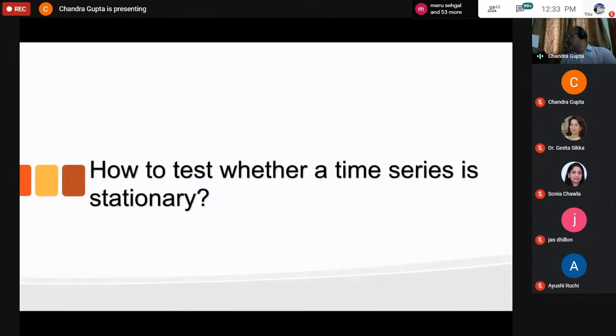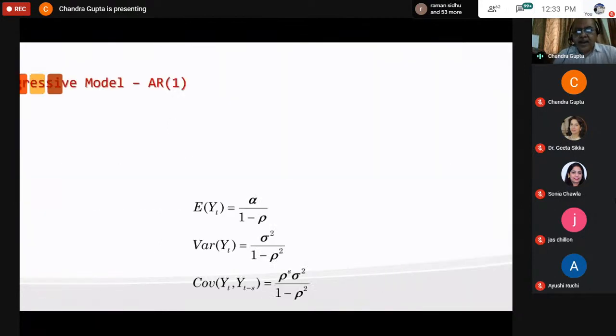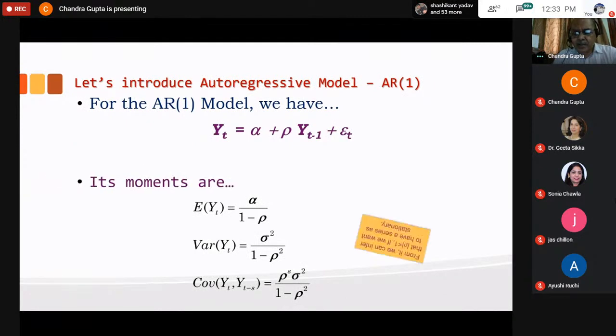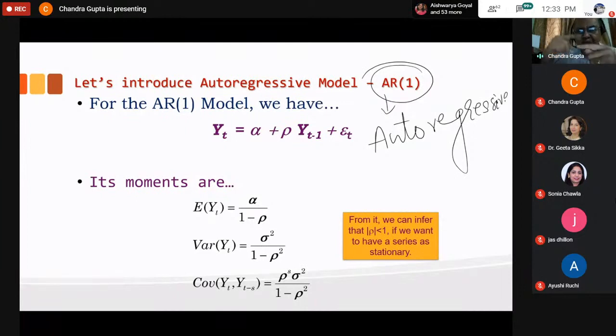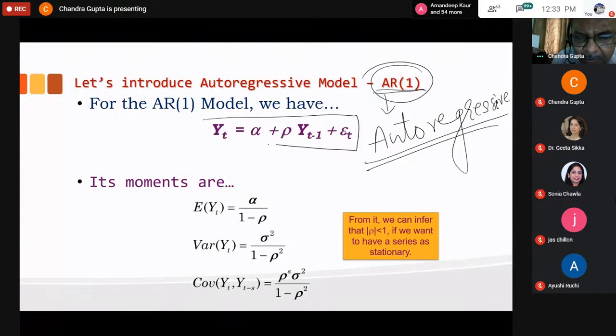Okay, once we have understood the concept of stationarity, the question is how to test stationarity. To understand stationarity, I will be taking a model called the AR1 model, that is the autoregressive model. I'm regressing y with y, and therefore I'm using the term autoregression. Since I'm using lag 1, I'm calling it an AR1 model. My AR1 model is Y_t = alpha + rho Y_(t-1) + error term.